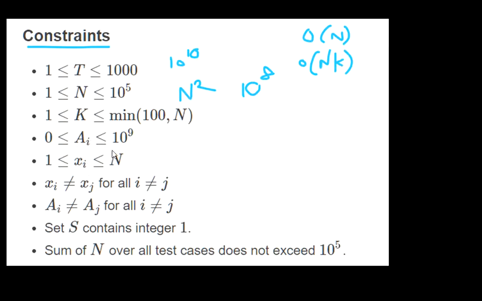The values of A_i and X_i range from 0 to 10^9, and for the other array the value ranges from 1 to n. This is a very interesting and important point: the values in both the arrays are distinct. For any i not equal to j in an array, X_i will never be equal to X_j, which means all the values are pairwise distinct. This will be a very crucial point for forming our approach for solving this problem, and we'll see how we make use of this condition. Also, set S contains the integer 1, and we'll see why it's important.